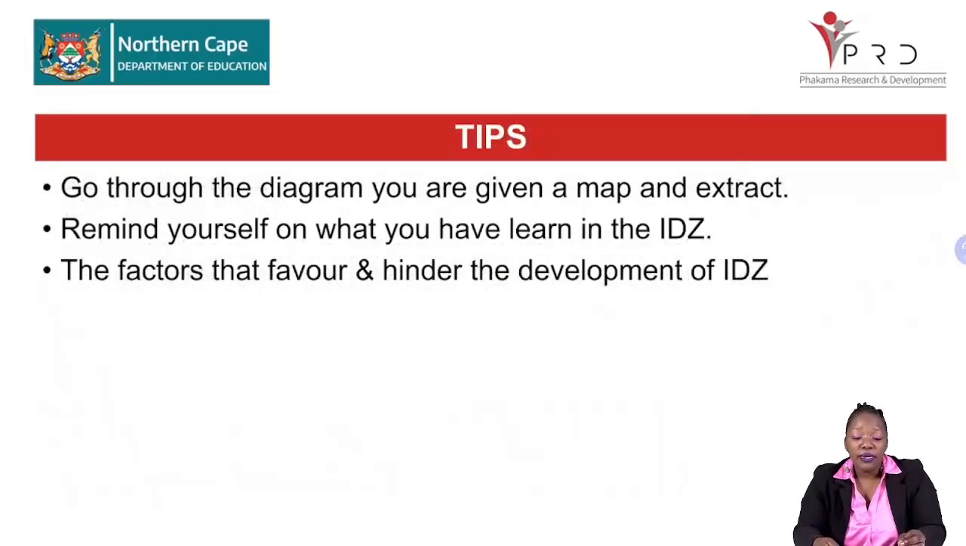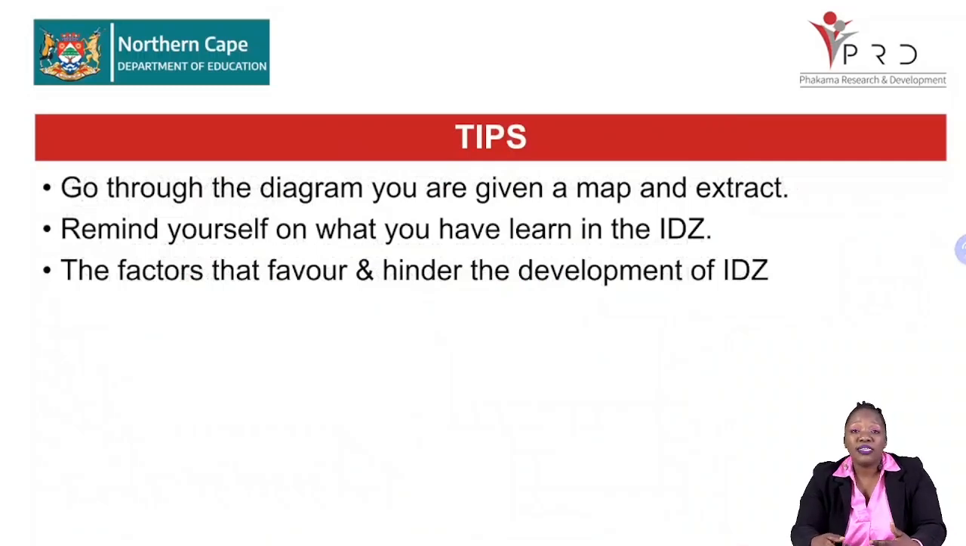So now let us go through the tips. You go through the diagram as we have done. We have seen that in our diagram there is a map, and that map is a map of the Western Cape industries, and we've got the IDZ there, which is the Saldanha Bay, and then we also have the extract that we just read. So now you need to remind yourself, what have you learned in the IDZ?